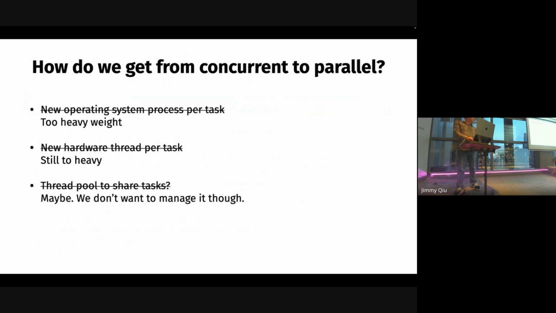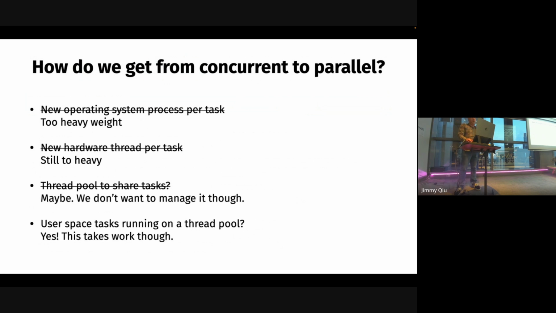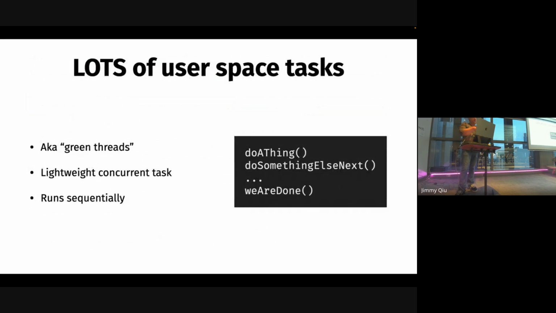A thread pool to share tasks is another pretty common approach. Works for some things, but we don't want to have to write the code to manage that and make it work. So the approach that both these languages take is to do this in user space. They'll have a thread pool under the hood, but you don't have to worry about it. That takes work, not for us, we're golden. But for the people who make languages, there's a lot more that you have to do to make it work.